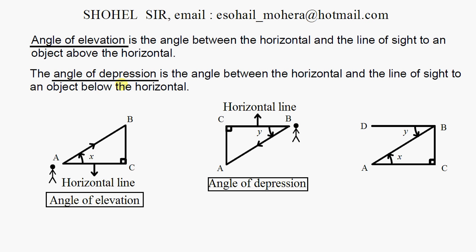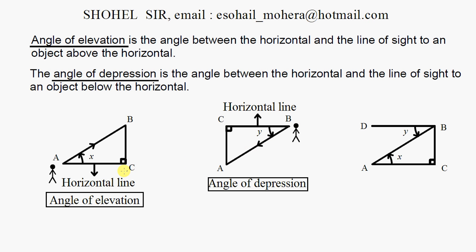Now angle of depression. This is the angle between the horizontal and the line of sight to an object below the horizontal. Say a person is at B, he is viewing point A. So he is looking down. BC is the horizontal line here, and the line of sight is AB or BA. So the angle Y is the angle of depression.